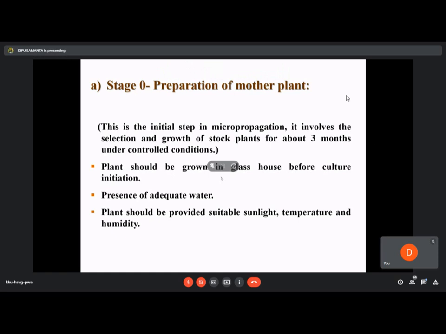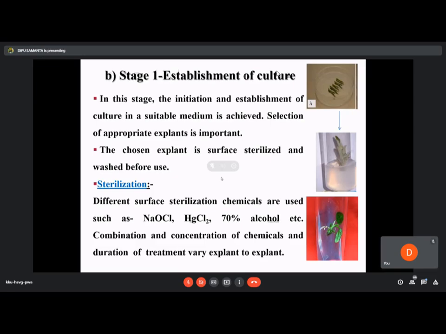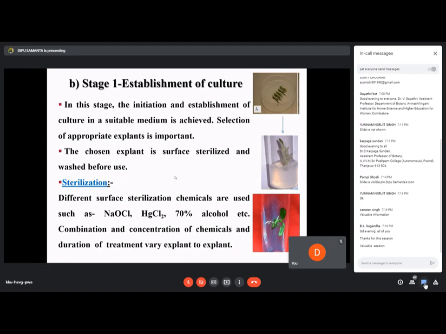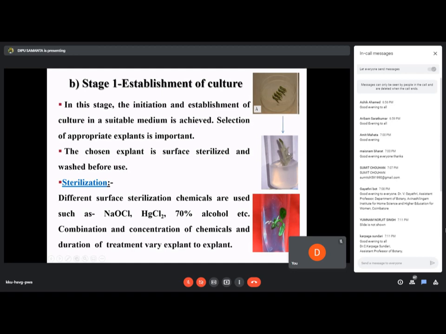Now, after stage 0, coming to stage 1, the establishment of culture. In this stage, the initiation and establishment of culture in a suitable media is achieved. Selection of appropriate explant is important. I have discussed about the explant that the choice of explant depends upon the experiment, and it varies from experiment to experiment. After the choice, the explant should be sterilized and washed before use. For sterilization, we can use different surface sterilizing chemicals such as sodium hypochlorite, calcium hypochlorite, mercuric chloride, 70% alcohol, etc. The combination and concentrations of sterilizing agent and the duration of treatment vary from explant to explant. This is a photograph showing the culture initiation from the explant and the development of shoot.